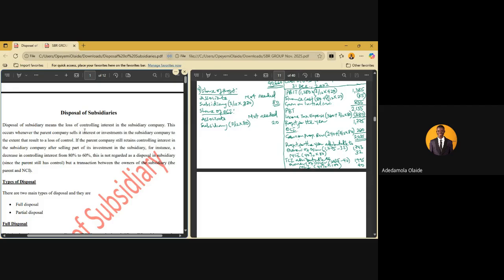When we have a full disposal, there will be no retained interest in the subsidiary at all. They will not have anything in the subsidiary again. But when we have partial disposal, they will still retain either an associate or an ordinary investment holding in the subsidiary.